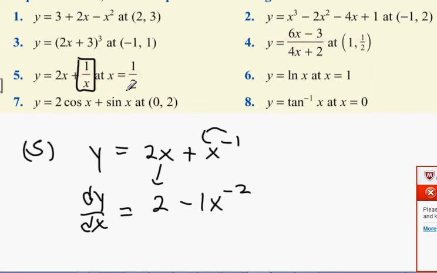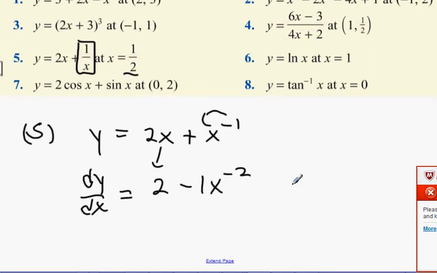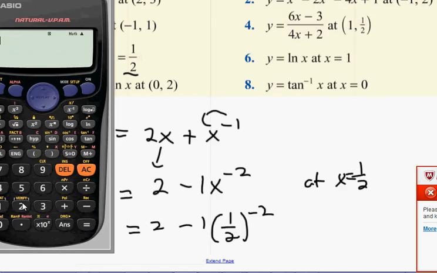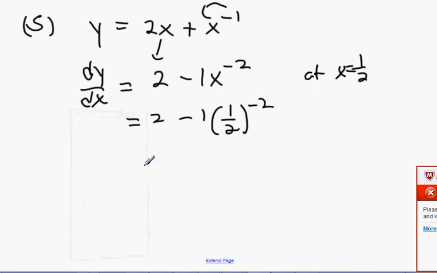Upon completion of that, I know that x is a half. So I'm going to find out dy dx at x equals a half. So replace it in: a half, and I'm going to get 2 minus 1 times a half to the power of minus 2. I'm not even going to worry too much about that. I'm just going to put it into the calculator and let the calculator do the legwork for myself. No point stressing out. 1 over 2, and then to the power of minus 2. And we find out that the slope is minus 2. Okay? Slope therefore equals minus 2.